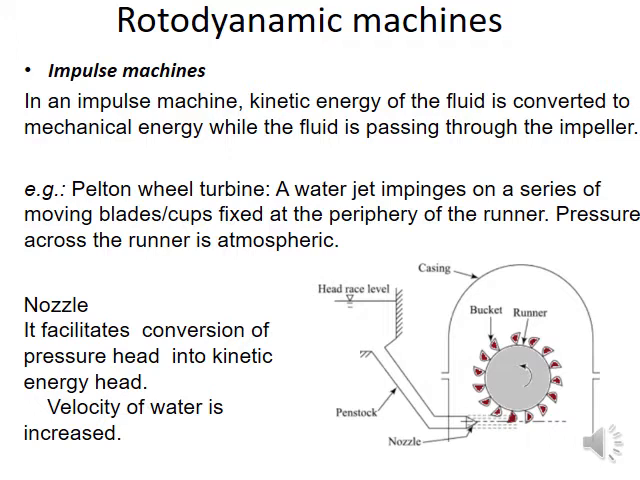Impulse type machines. In an impulse type machine, the kinetic energy of the fluid is converted to mechanical energy. They are usually the turbines. And here you can see a turbine. This is an impulse turbine. Best example is the Pelton wheel turbine.